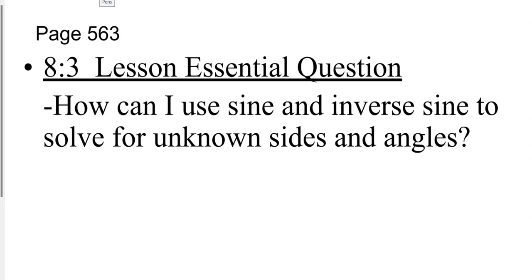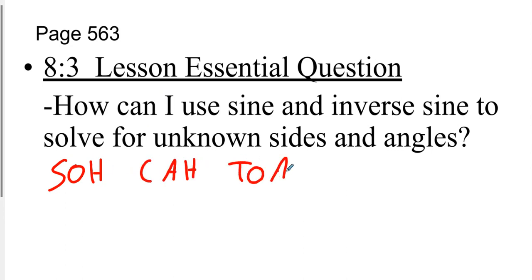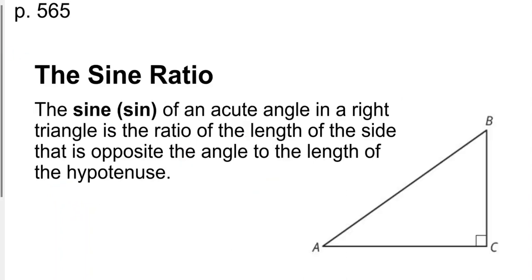Welcome to 8.3, and our essential question is, how can I use sine and inverse sine to solve for unknown sides and angles? If we remember before, we had SOHCAHTOA. Tangent was what we learned in 9.1 and 9.2, and that's tangent is opposite over adjacent. Today, if we're using sine, it's going to be sine is opposite over hypotenuse. So let's get right into it.